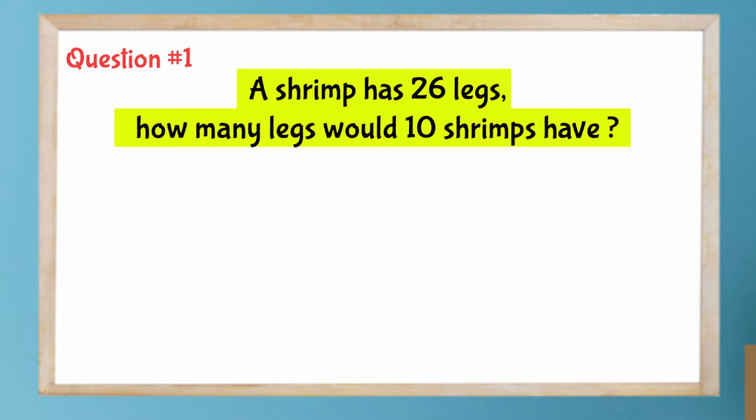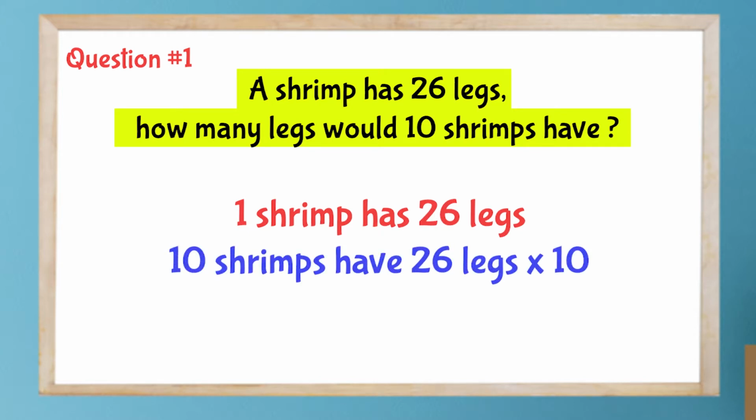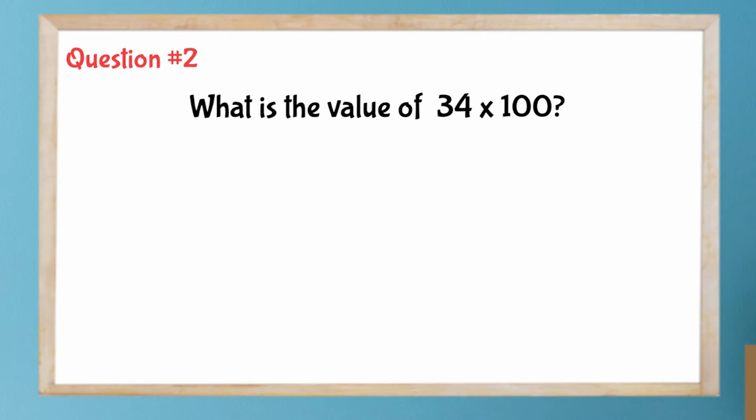But let's see what you have. One shrimp has 26 legs. 10 shrimps have 26 legs times 10. What did we say we do when we're multiplying by 10? We retain the number, we write it back, and we add a 0 in the ones column. So 26 times 10 will give us a total of 260. So 10 shrimps have 260 legs.